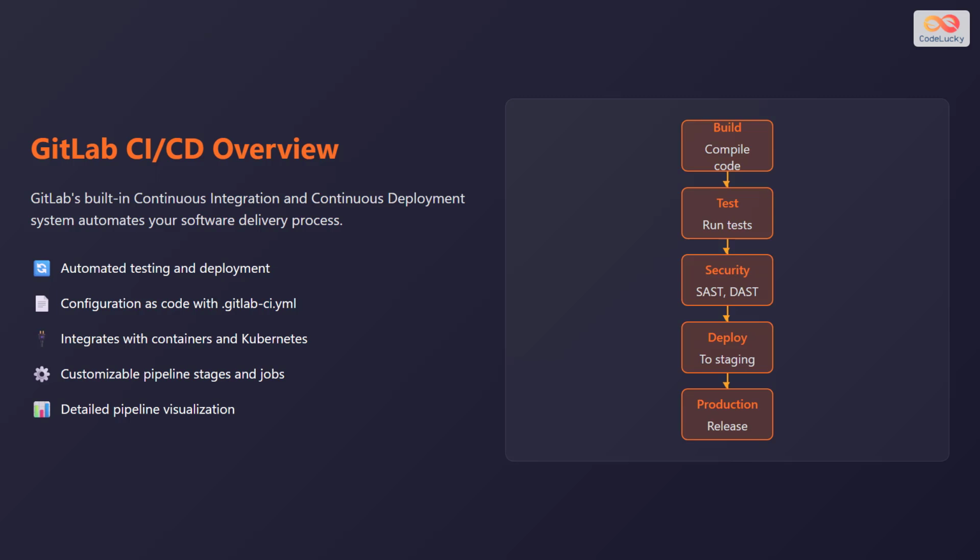As you can see here in the diagram, the pipeline stages include building, testing, security, deployment, and production. The build stage compiles the code. The test stage runs tests. The security stage performs static application security testing and dynamic application security testing. The deployment stage deploys to staging, and then the final stage is production release.